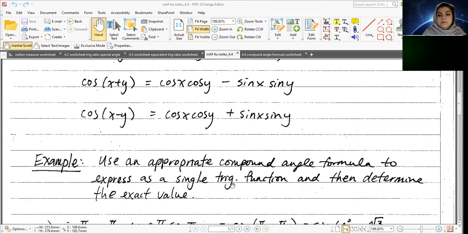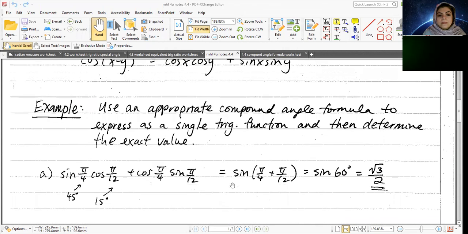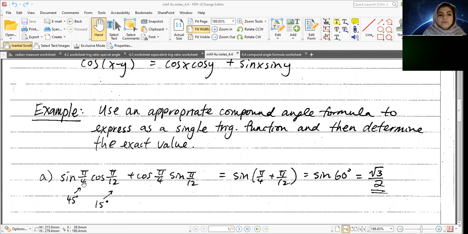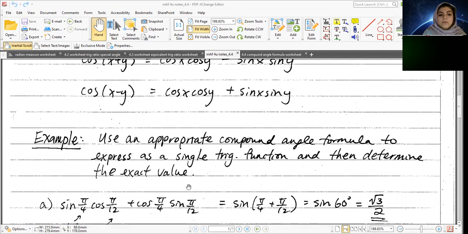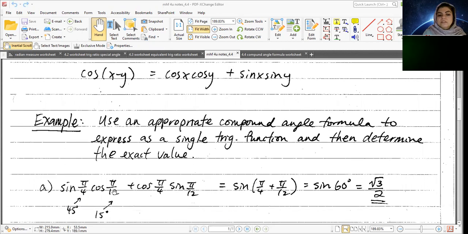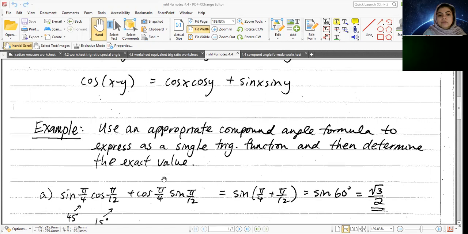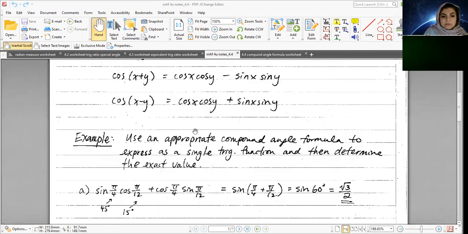Let's just do an example. Sine of pi over 4 cosine of pi over 12 plus cosine of pi over 4 sine of pi over 12. Pi over 12 is 15 degrees. Pi over 4 is 45 degrees. I have a special angle triangle for pi over 4, but we don't have any special angle for 15. So we have to put them together. So we look to see which one is related to them.